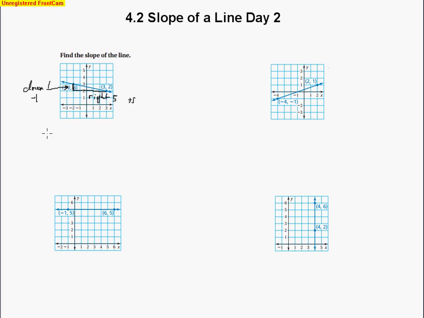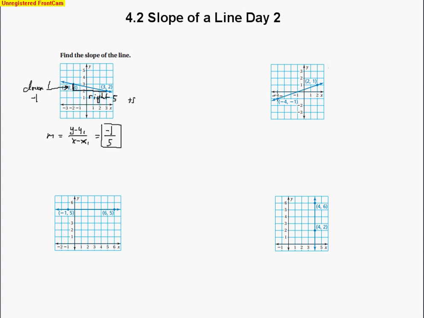So my slope is always the change of y values over the change of x values. And so what I do, well, I changed in the y direction one space. I went one space down. I went in the x direction 5 spaces to the right. So my slope is -1/5.